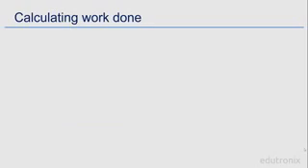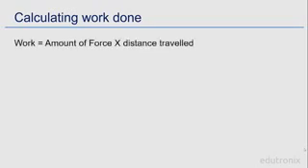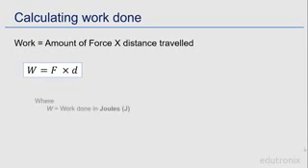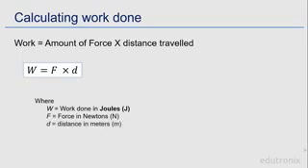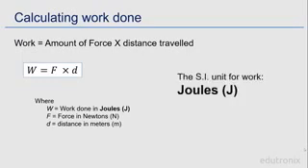From the illustration we just saw, we can see that a force was applied to an object through a certain distance to give us the amount of work which was done. Therefore, we can define work as the amount of the force multiplied by the distance in which the object traveled. This can be written as W equal to F times D, where work is measured in joules, force is measured in newtons and distance is measured in meters. So keep in mind that the SI unit for work is joules.